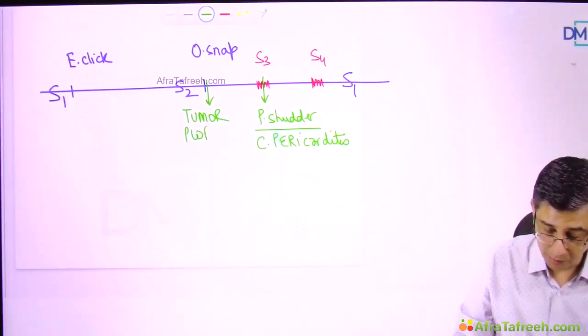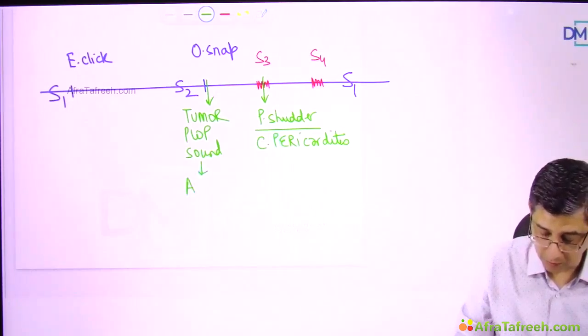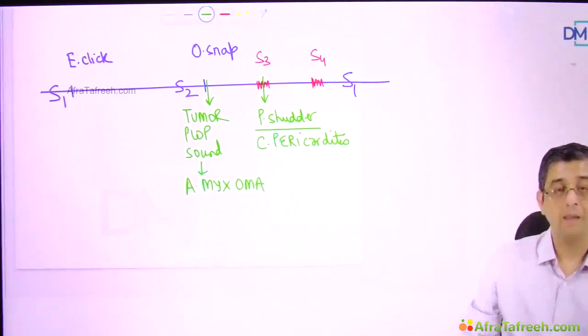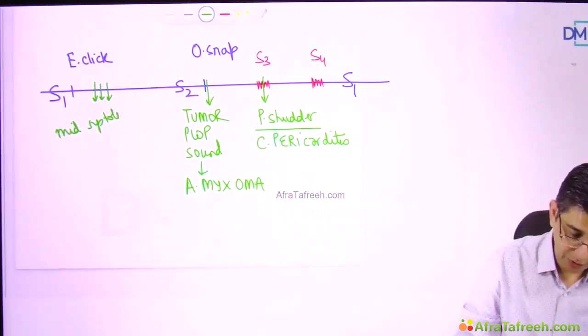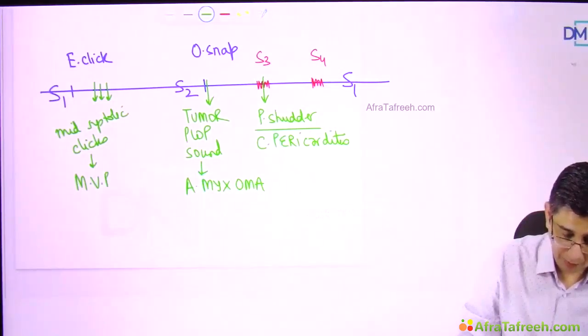Tumor plop sound is used for diagnosis of atrial myxoma along with the clinical finding of platypnea in the patient. And now I'm introducing abnormalities which are called mid-systolic clicks. Please do not confuse it with ejection click. That's a normal finding. It is mid-systolic clicks which are going to be heard in patients of MVP, that is mitral valve prolapse.